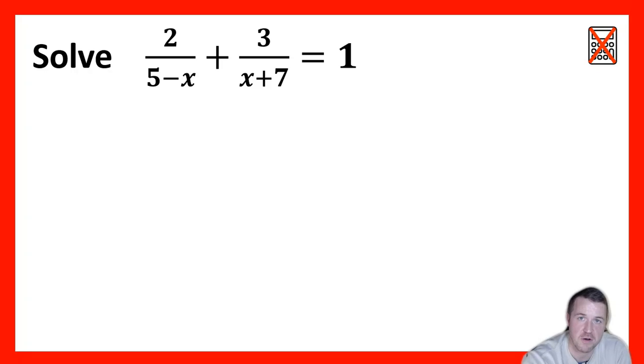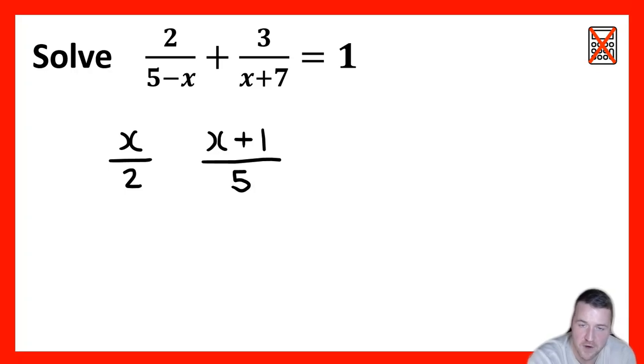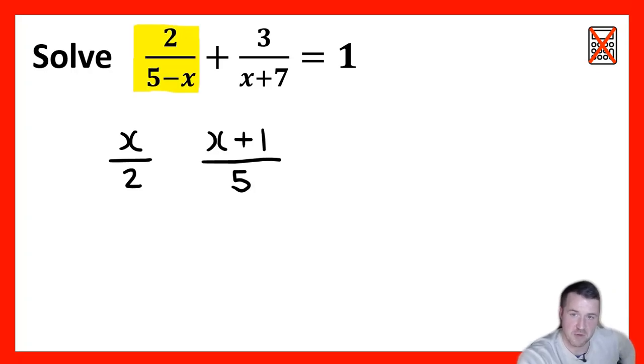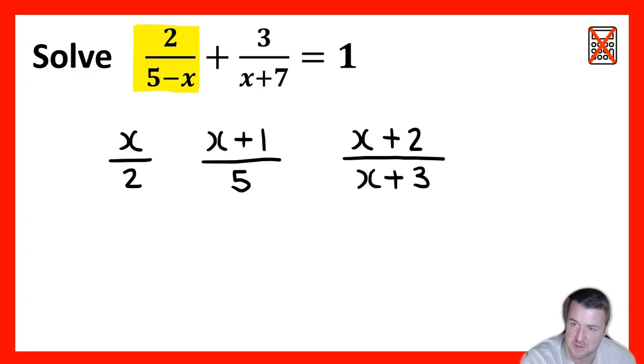Algebraic fractions are fractions where the numerator, denominator, or both contain algebraic expressions involving variables like x or y. Some more simple examples can include things such as x over 2, x plus 1 over 5, 2 over 5 minus x, or something a little bit trickier which has algebraic expressions at the top, so x plus 2, and algebraic expressions at the bottom, such as x plus 3.